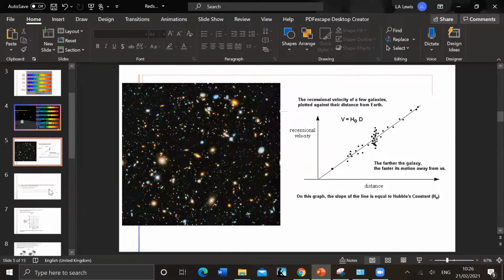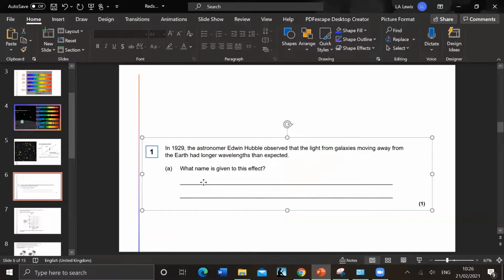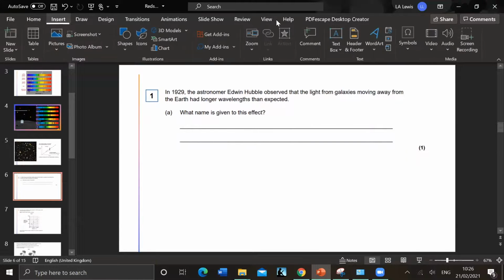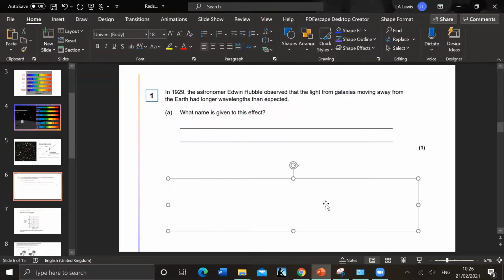Okay. So let's look at some questions. So a bit of a review. There's quite a lot of information here. So let's put a text box in. Insert text box. So these are all questions from an exam. In 1929, that's quite a long time ago. One of my grandparents might have been alive then.